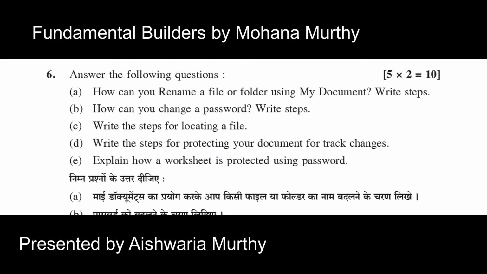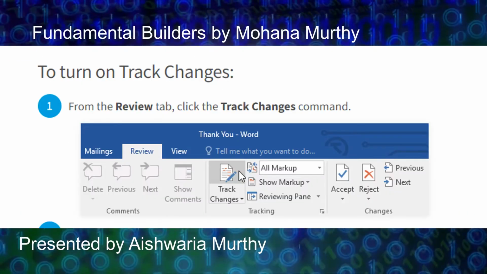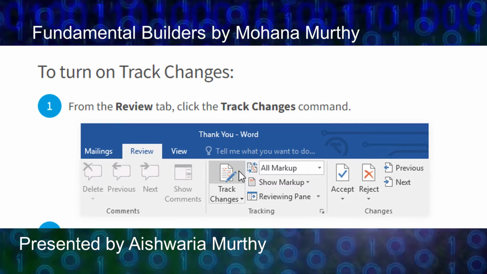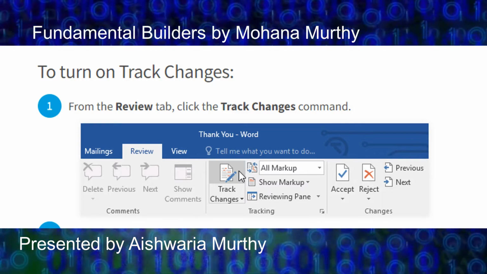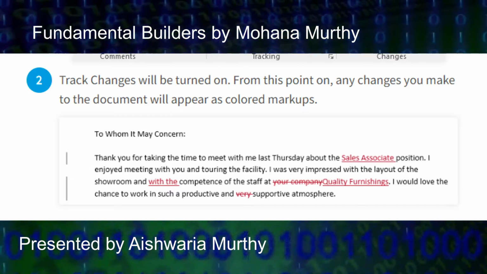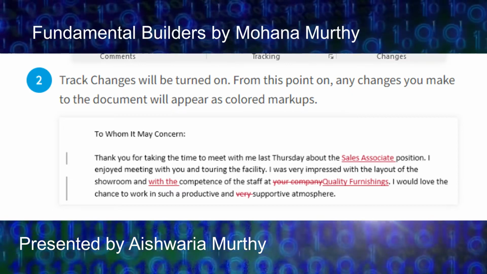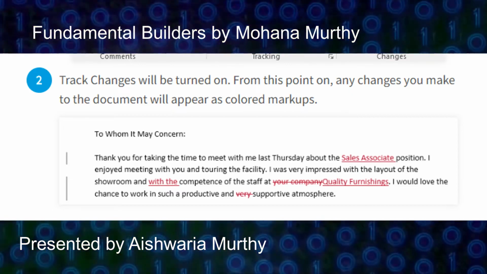Write the steps for protecting your document for track changes. To turn on track changes, from the Review tab, click the Track Changes command. Track changes will be turned on. From this point on, any changes you make to the document will appear as colored markups.